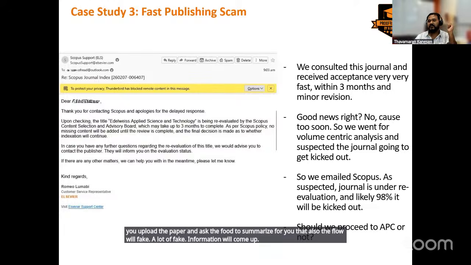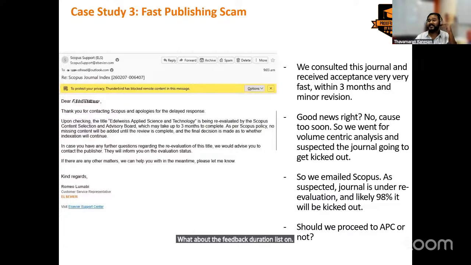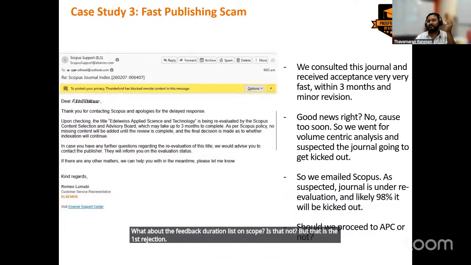What about the feedback duration listed on Scopus? Is that not reliable? But that is the first rejection only. Normally, it's not reliable. Who cares? What can you do to Scopus journals? What can you do? If the journal says 2 days, or 1 week, the journal reply, the journal never reply, what are you going to do? You're going to write email to the journal? Right, lah. The journal won't reply.